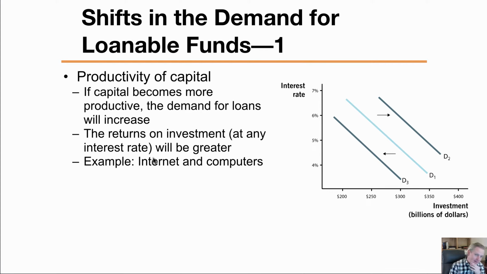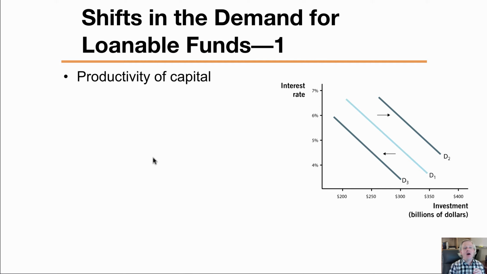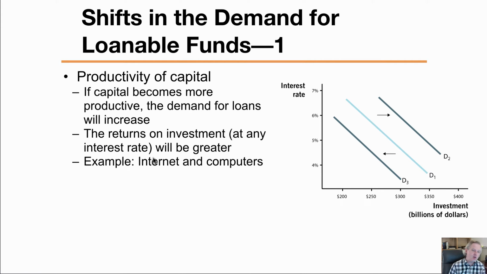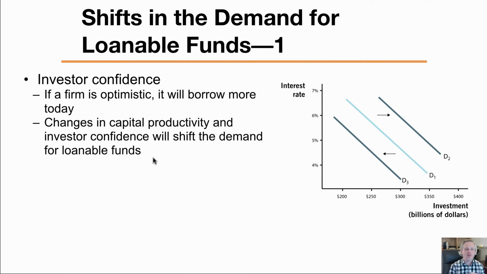An example might be the internet and computers. When the internet came about and computers became common in businesses, those things were highly, highly profitable. They really increased the returns on investment for different businesses. And so that caused a spike in the demand for loanable funds.